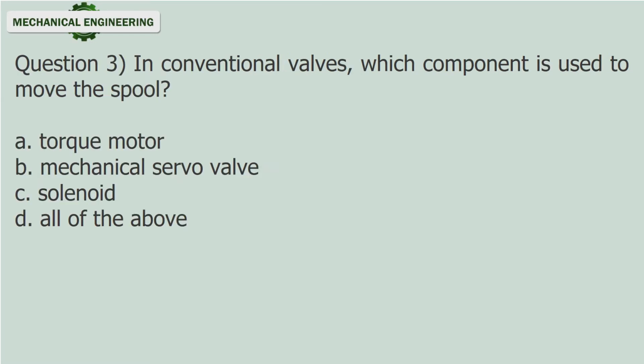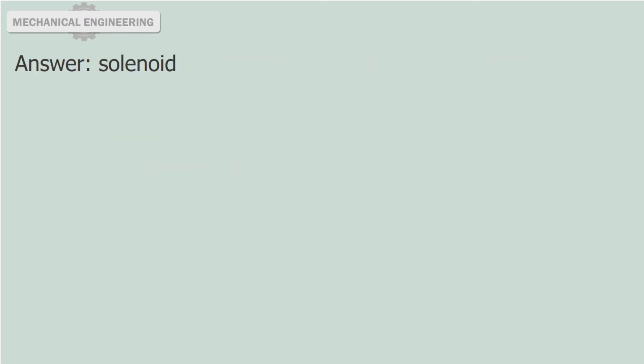Question 3. In conventional valves, which component is used to move the spool? A. Torque motor. B. Mechanical servo valve. C. Solenoid. D. All of the above. Answer: solenoid.